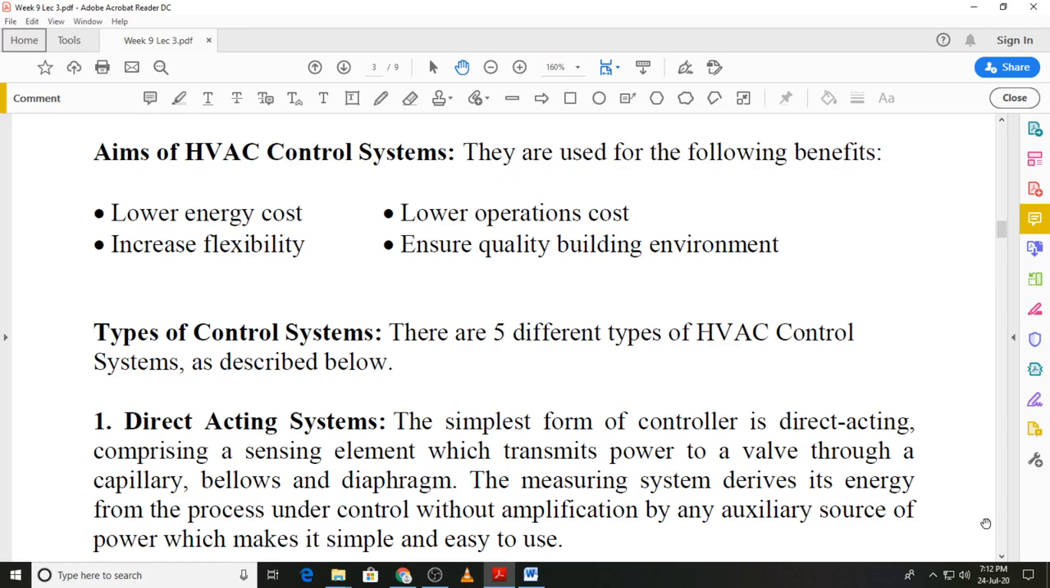There are a number of different types of control systems, and we will look at five different types and try to bring out the basic differences between these five types.